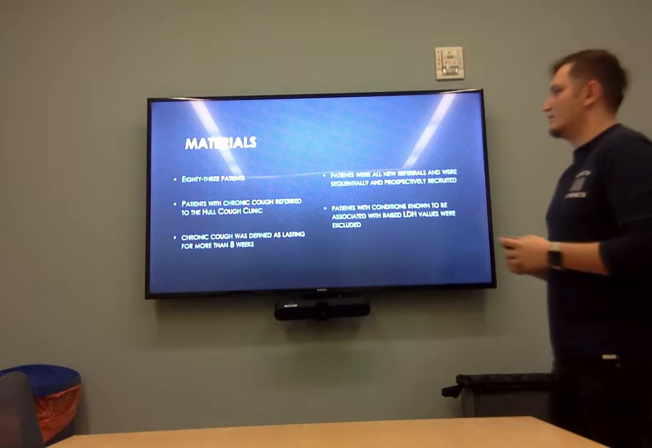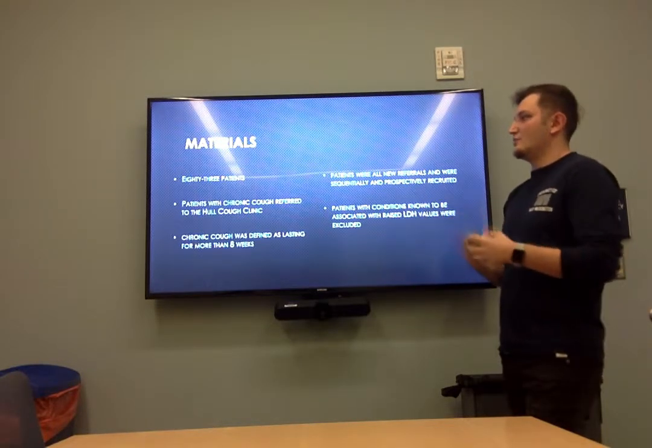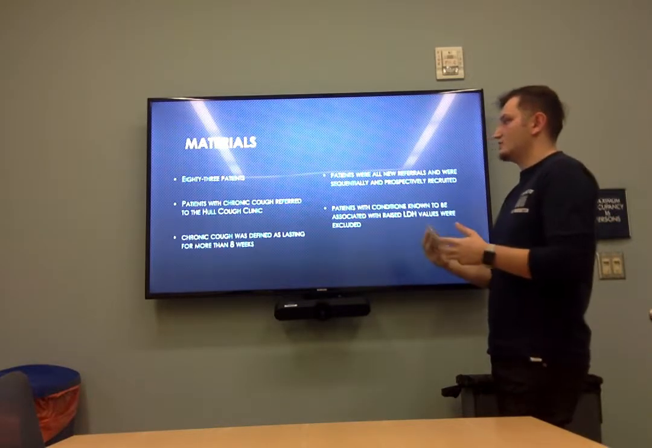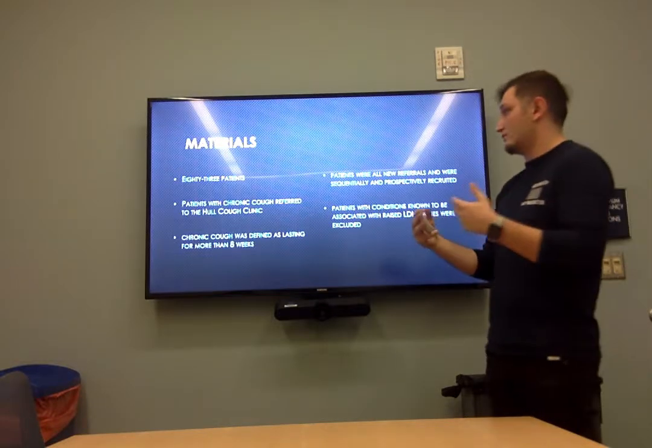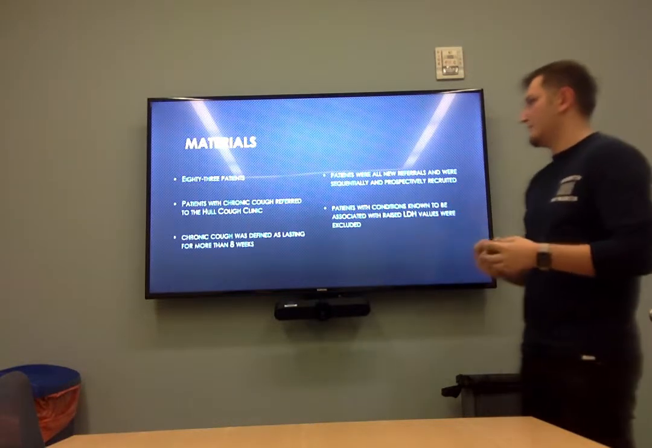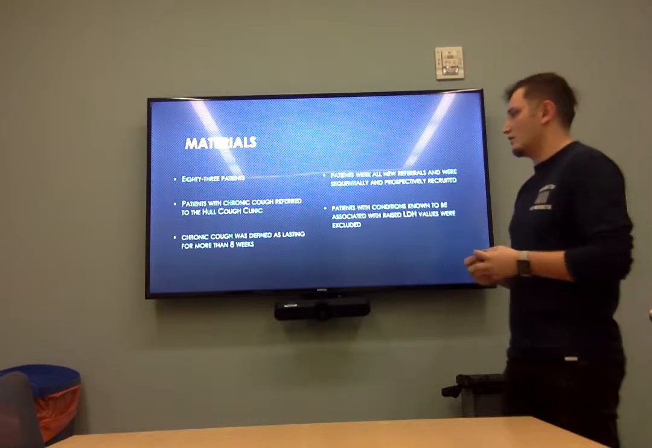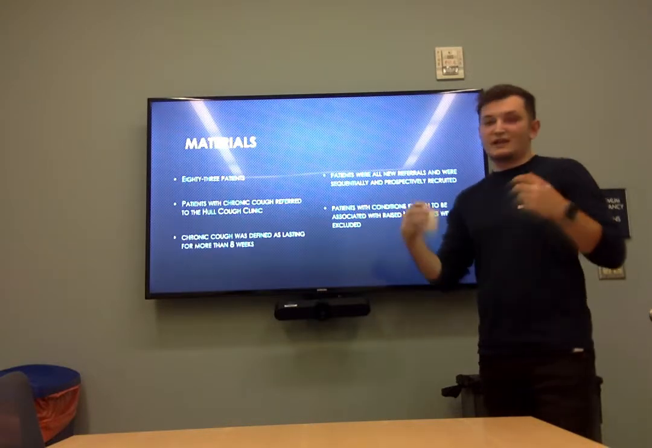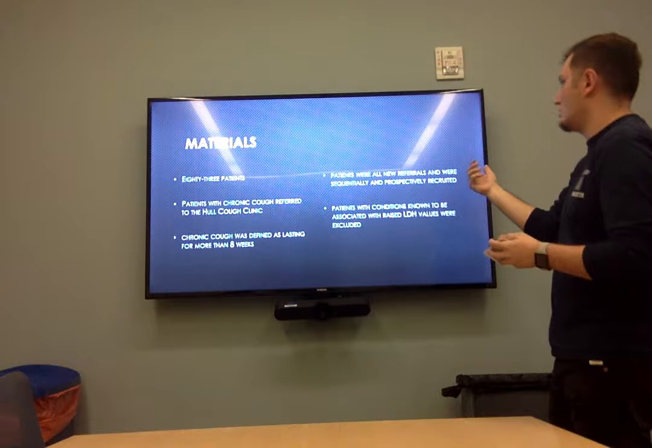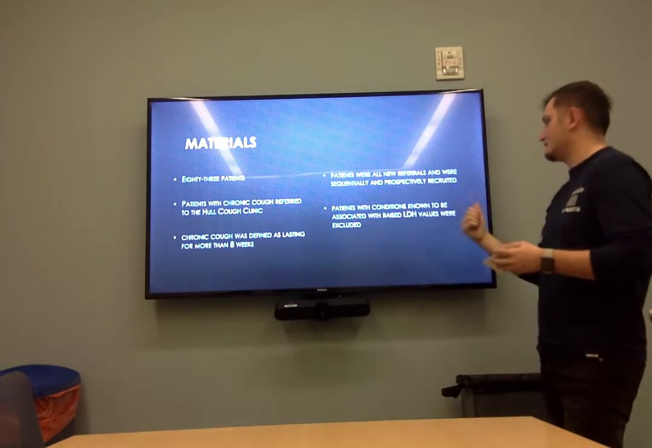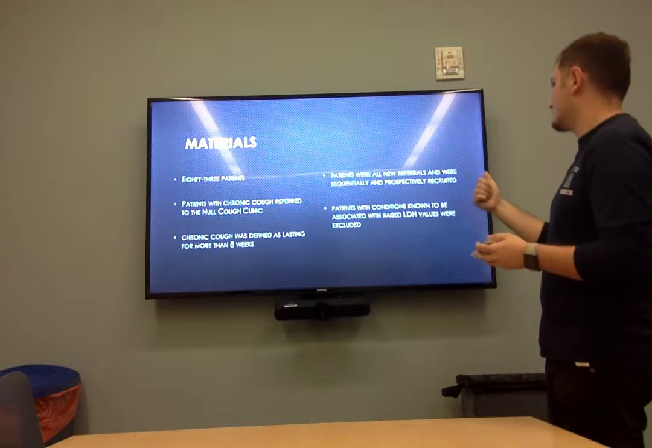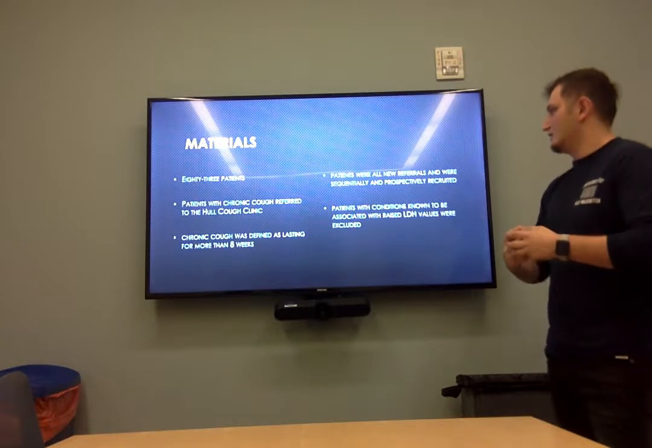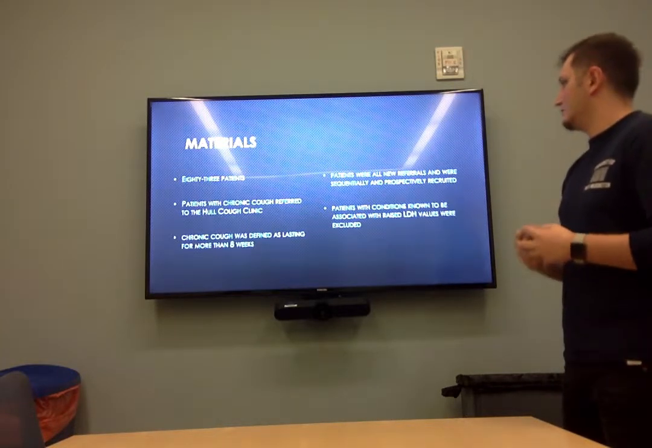So for the materials, they started off with getting 83 patients and determining what patients they were going to use. The patients with chronic cough were patients referred to the whole cough clinic that had a chronic cough initially. For this study, chronic cough was defined as lasting for more than 8 weeks. The patients were all new referrals and were sequentially and prospectively recruited. Patients with conditions known to be associated with raised LDH levels were excluded, so they didn't mix up the data, and they had more lucid data.